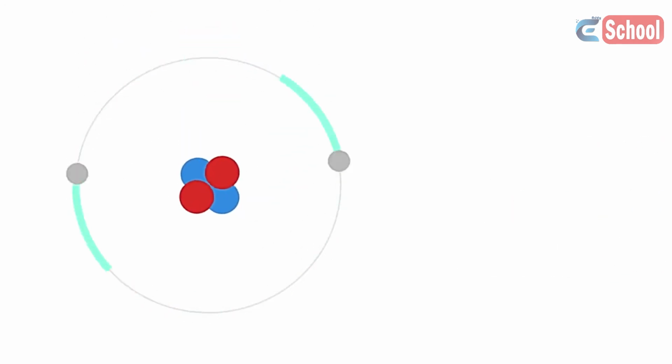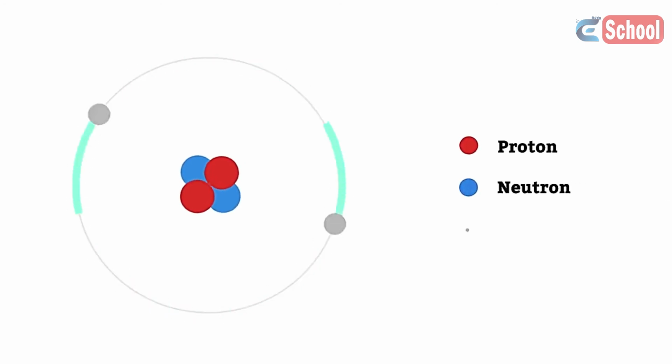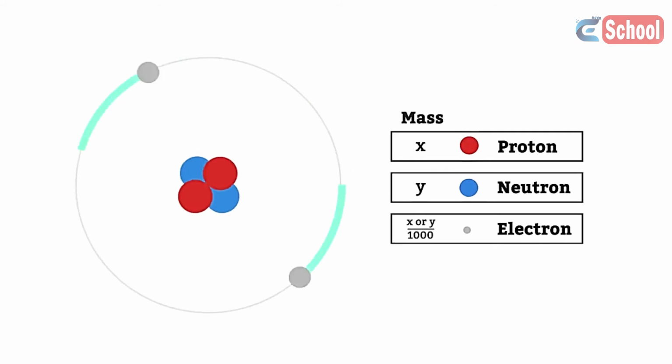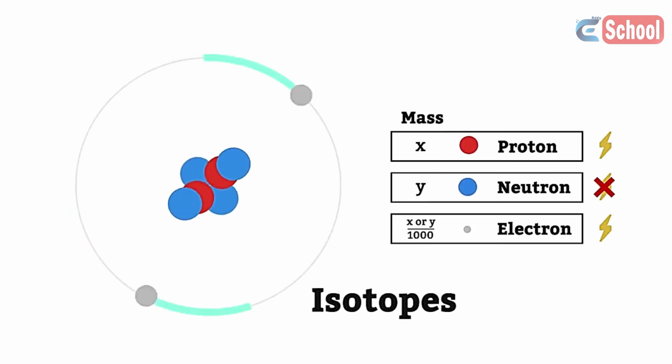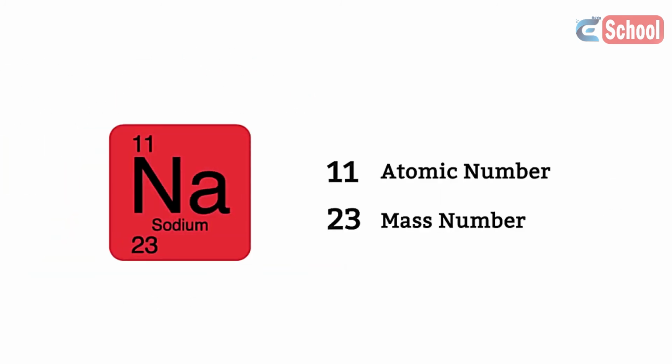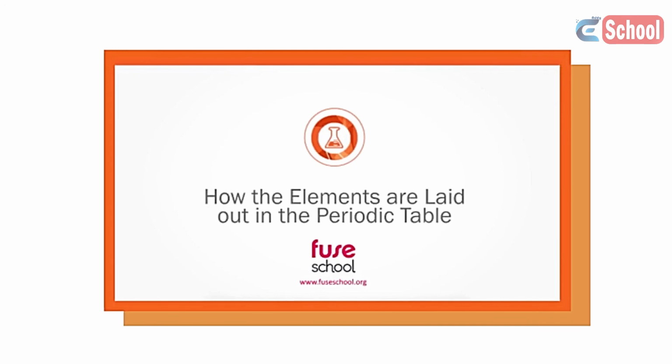By now, you should be comfortable with the idea that atoms are made up of protons, neutrons and electrons. You should remember that electrons weigh essentially nothing, and that protons and electrons are charged, but that neutrons are not. You should remember what an isotope is, and know how to use atomic and mass numbers to find out how many fundamental particles there are in an element. To learn more, you may want to watch our video on how the elements are laid out in the periodic table.